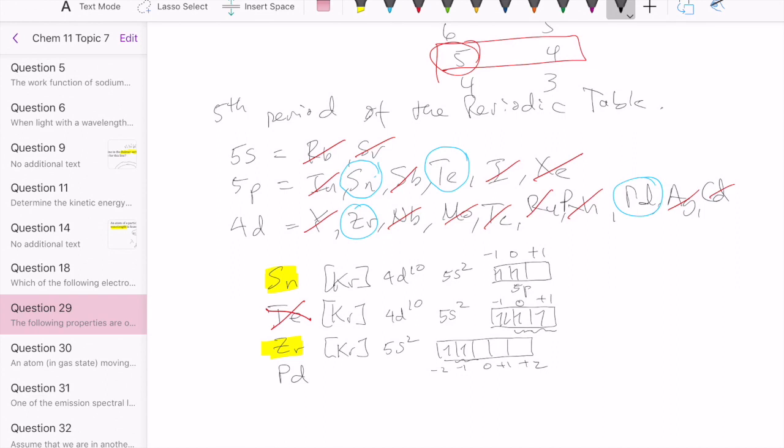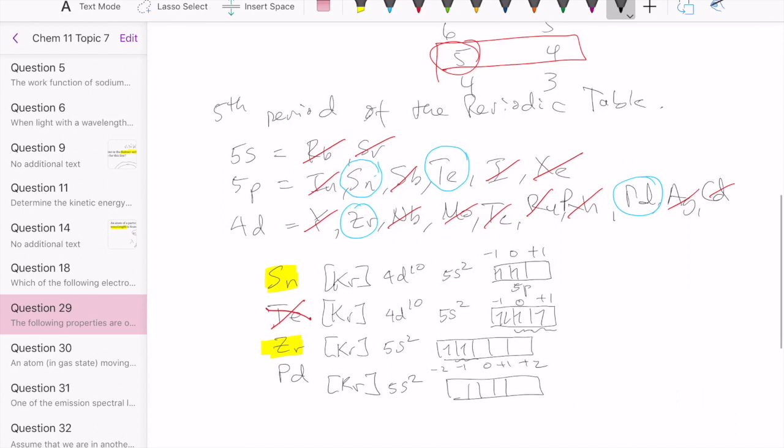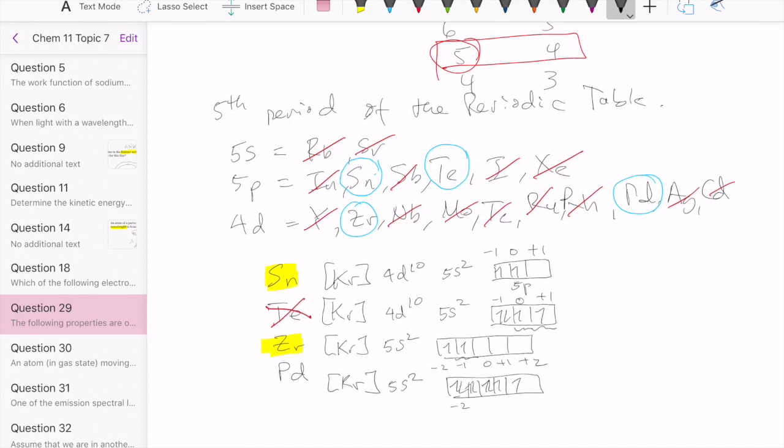And let's take a look at palladium: krypton, and then we would just use the 5s2 and then 4d8. And so again, -2, -1, 0, +1, +2. We don't really see anything here that belongs to -1, so that one would get knocked out as well. Now the actual configuration of palladium is 4d10, but that also means the same thing, which is that it's not the option that we're looking for. So we're left with these two elements, tin and zirconium.